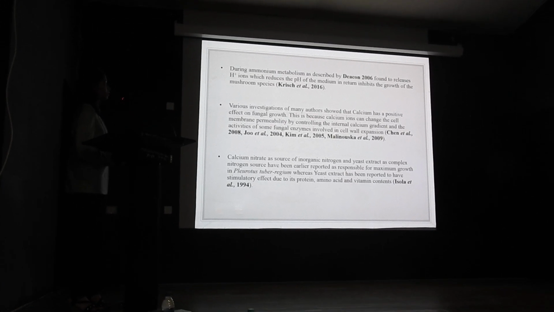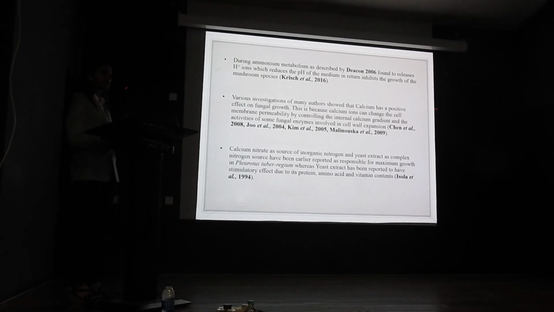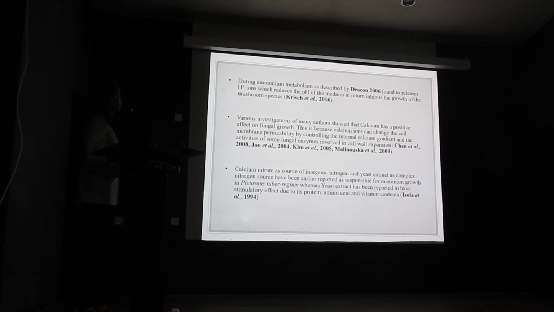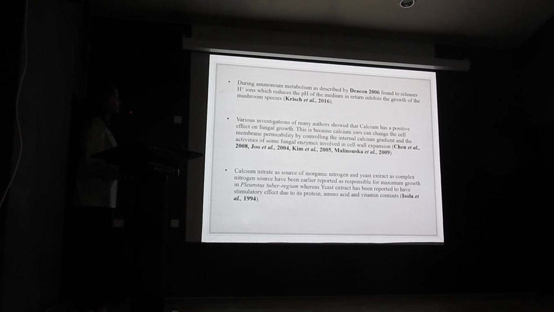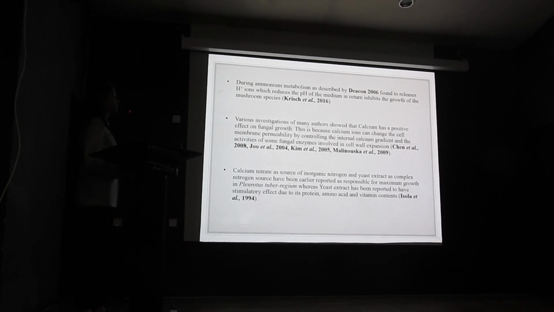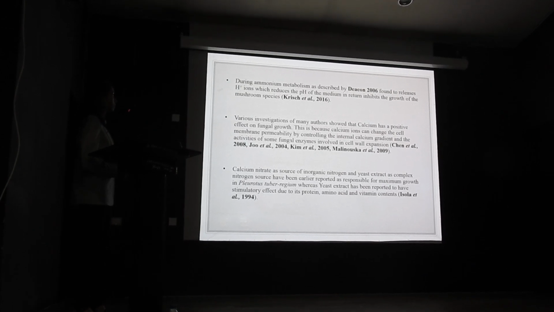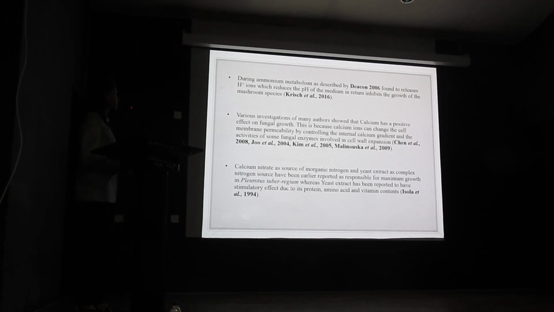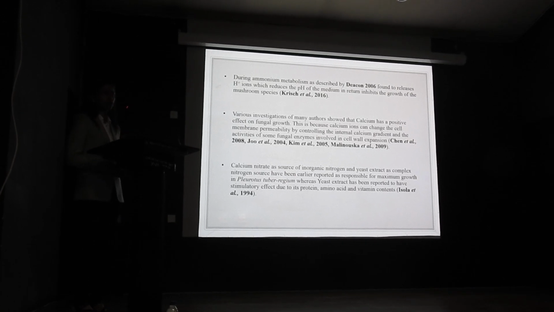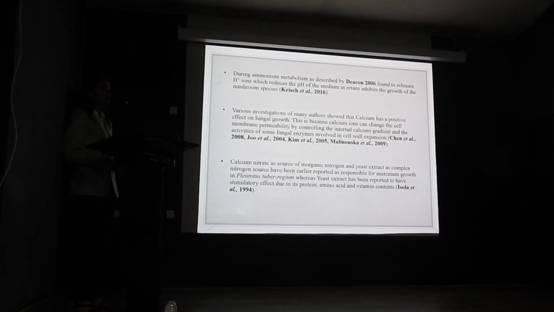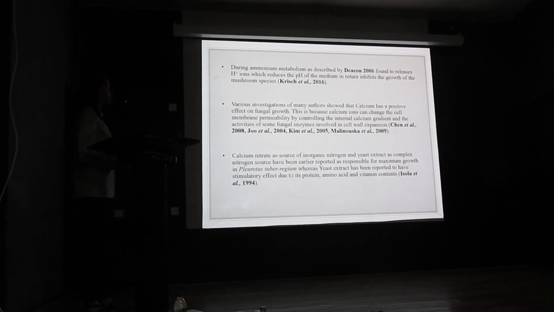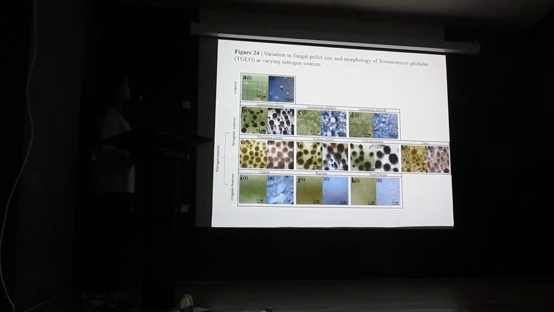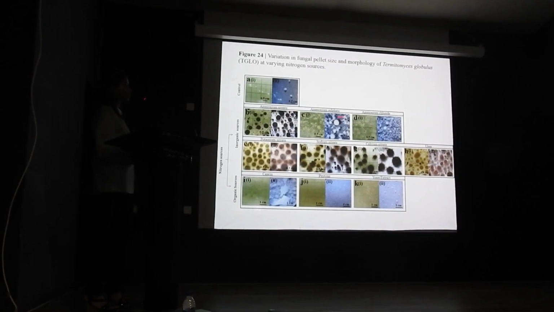Various studies have been done to understand the role of calcium, because calcium plays a major role in the fungal cell wall and in other organisms. Calcium changes the cell membrane permeability by controlling the internal calcium gradient and the activities of some fungal enzymes, which helps in cell wall expansion. Previous studies also indicated calcium nitrate yielding a good amount of biomass, whereas yeast extract has also been reported, but it has a counter effect because it is rich in protein, amino acids and vitamin content. So this is the fungal pellet variation on the nitrogen sources.